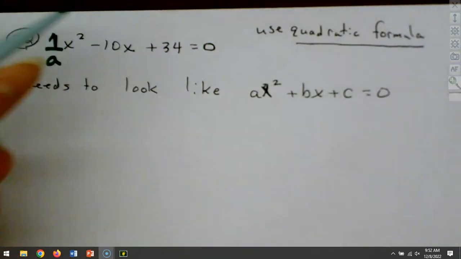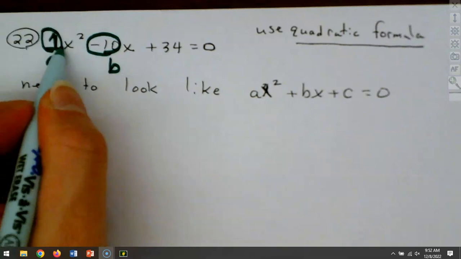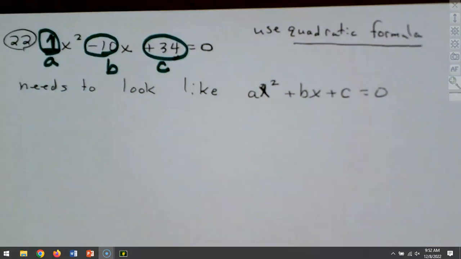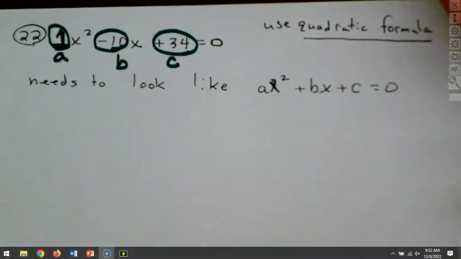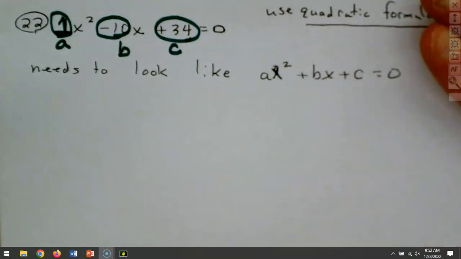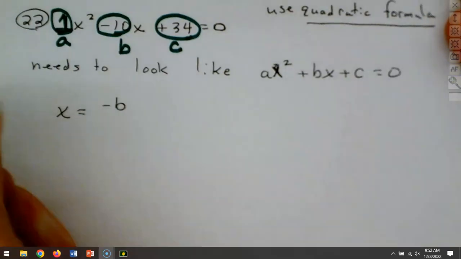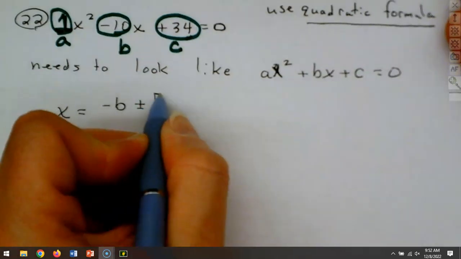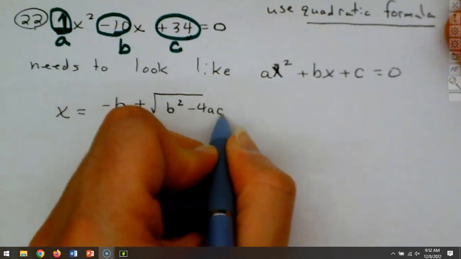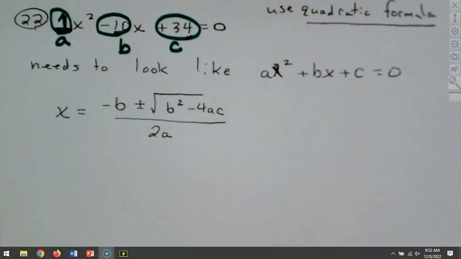So this is your a, this is your b. And so there's your a, there's your b, and this is your c. Now, what does your quadratic formula look like? This is something you can either memorize or put in your notes. Because remember, you can have a page of notes. So what does the quadratic formula look like? Well, it looks like x equals negative b plus or minus the square root of b squared minus 4ac all over 2a.